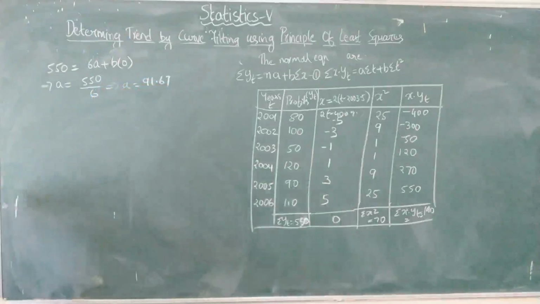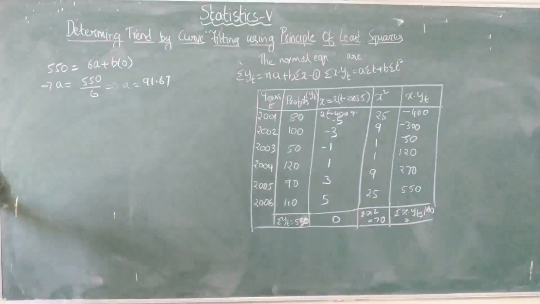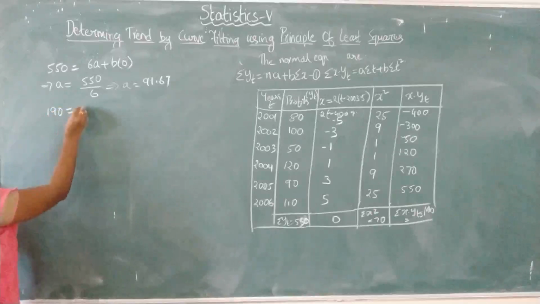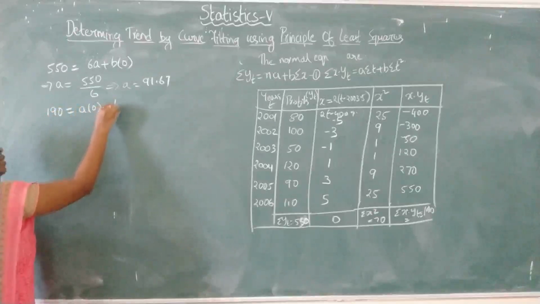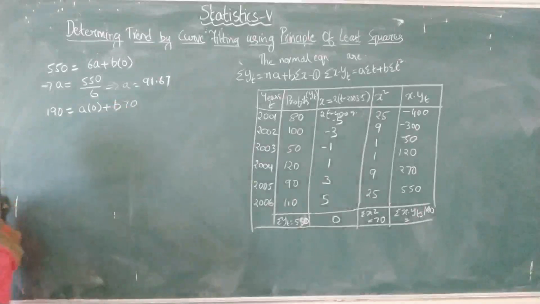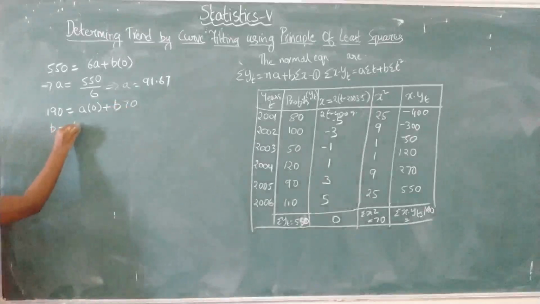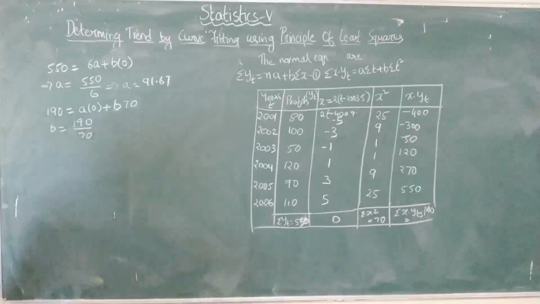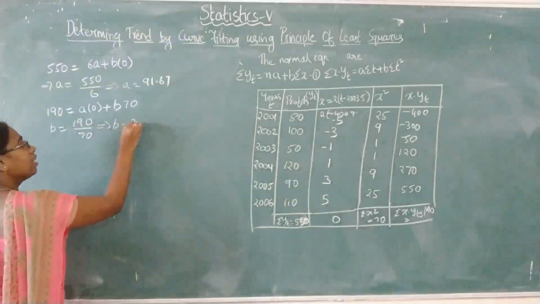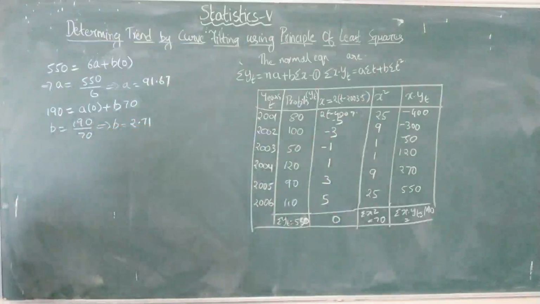So what is the second normal equation? Next is summation x into yt, which is 190. So 190 equals a summation x, that is a into 0, plus b into summation x square, which is 70. So 70 into b. So you get b equals 190 by 70. So what is 190 by 70? You will be getting the b value as 2.71. Now we got a and b values.